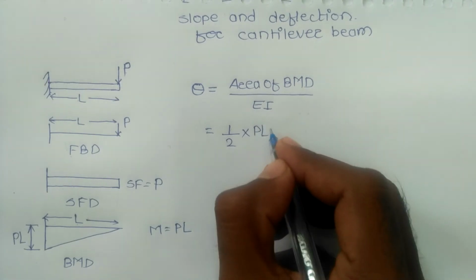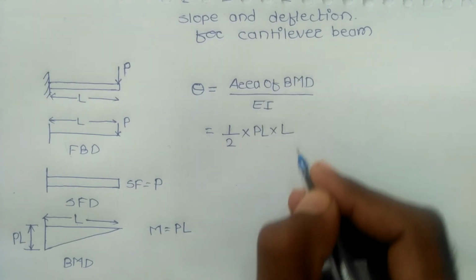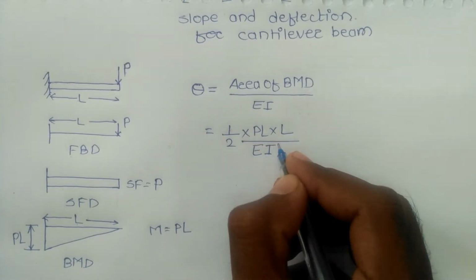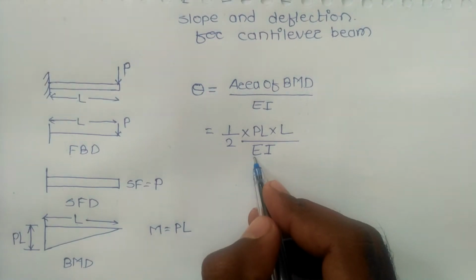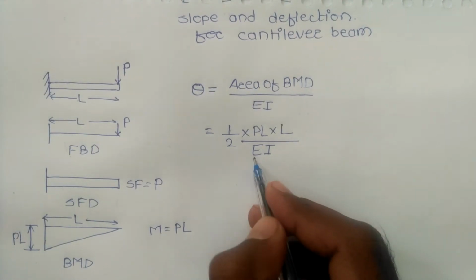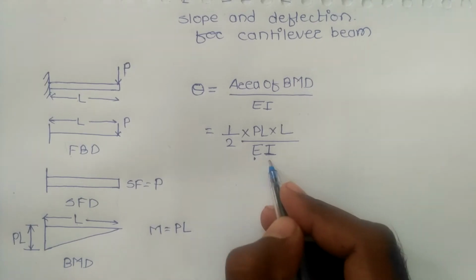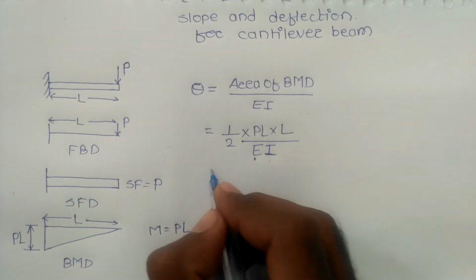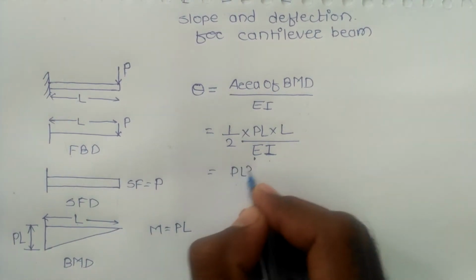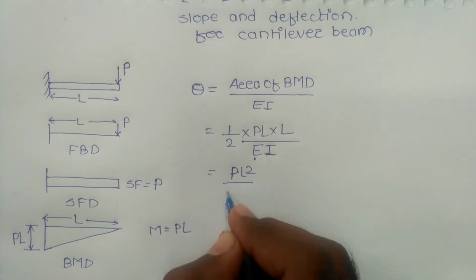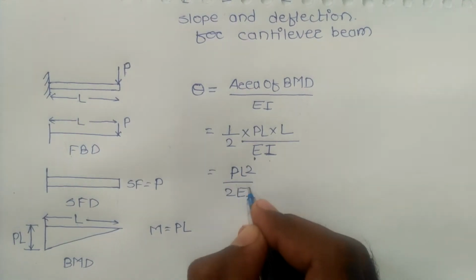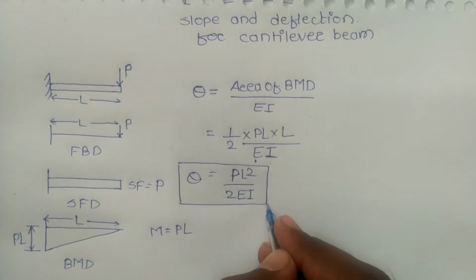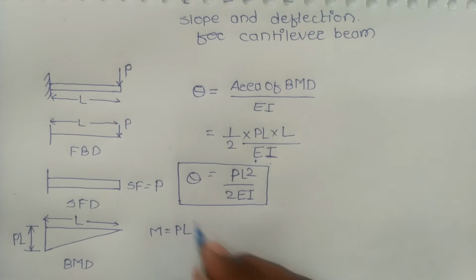The area under the bending moment diagram is a triangle, so the area is half of base PL into height L, divided by EI. EI is the flexural rigidity. E stands for Young's modulus or modulus of elasticity, and I is the moment of inertia. So the final result is PL square by 2 EI. This is the slope for the cantilever beam.